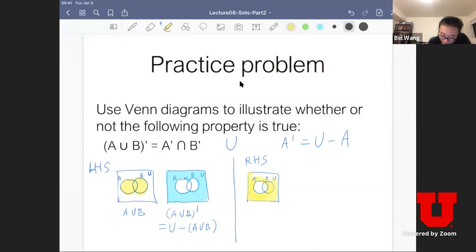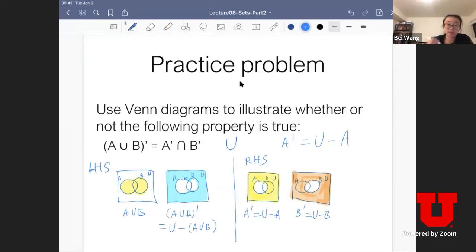This is just everything outside of A, which is U minus A. Now we're going to do, again, B complement, which is U minus B, which is, again, everything on the outside of B. Oh, let's use orange. It's A. And now finally, we're going to take the intersection of those two.